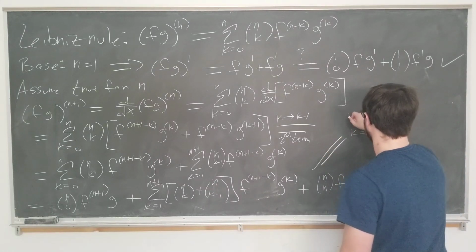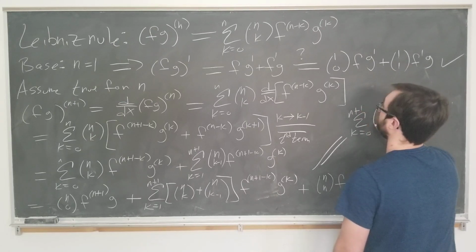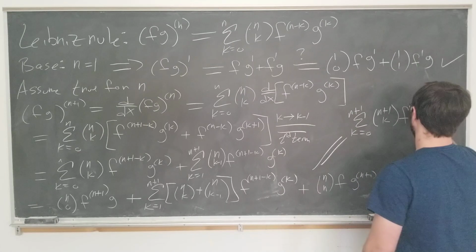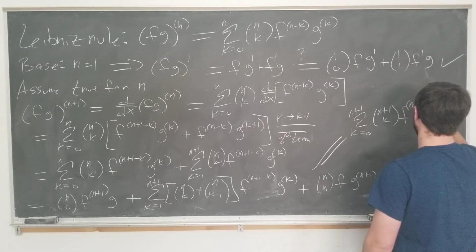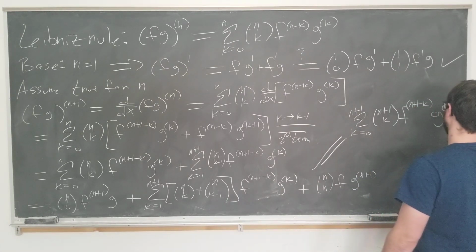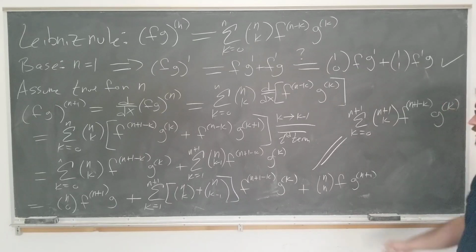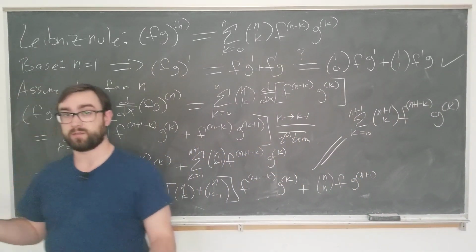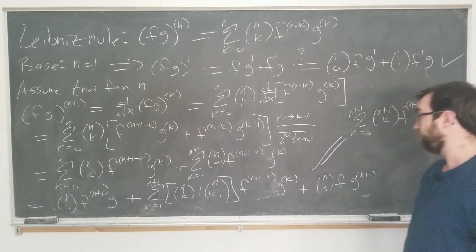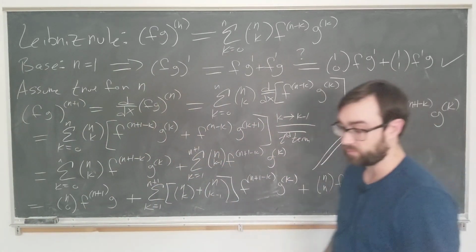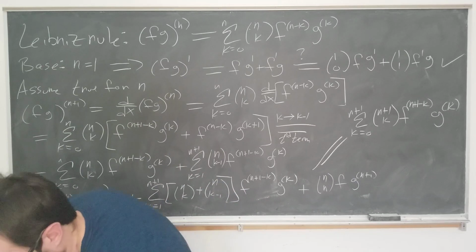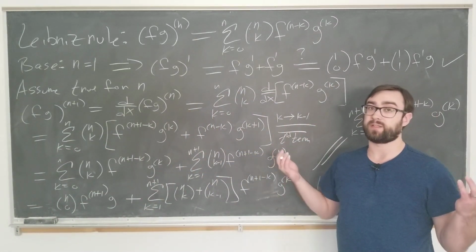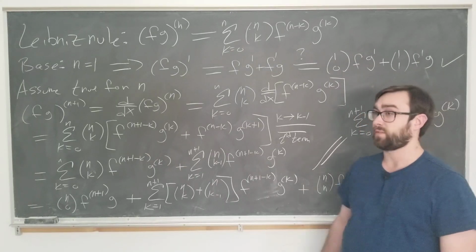k equals 0 to n plus 1, n plus 1 choose k, f of n plus 1 minus k, g of k. So basically, I just took these three terms and put them back into a summation. So we are good to go. Making sure it's right. Yeah, should be good. Okay, there are most likely some minor errors, but this is basically how you do it.